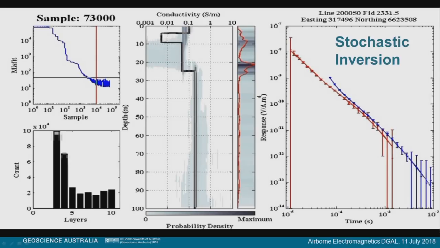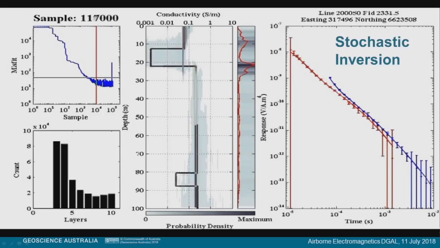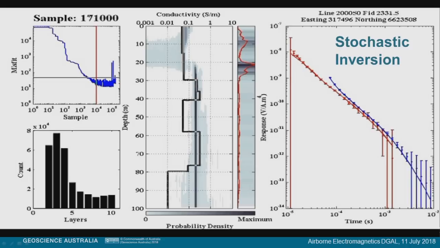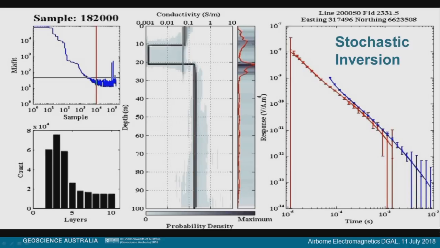Once it passes this little line here, this burn-in line, we can see the fit between the full model, these blue and red curves, versus the measured data. The measured data is the one with the error bars, and so we can see here that these curves are dancing around within the error bars, and that's exactly what this type of inversion is meant to do.